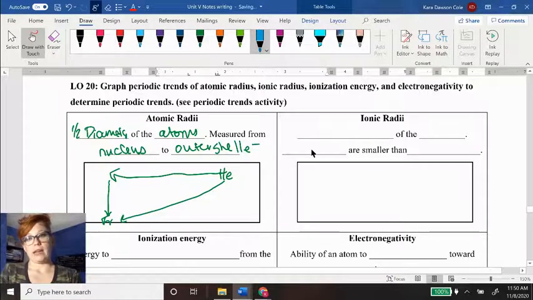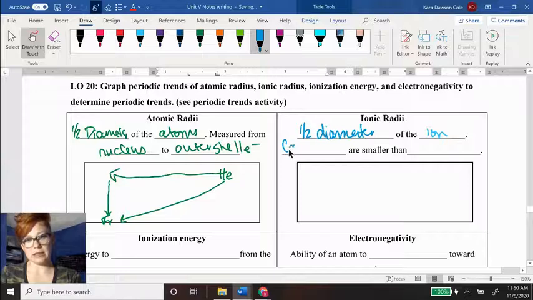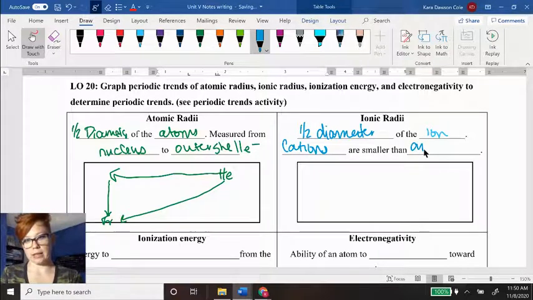Then you have the ionic radius. Again, this is 1/2 of the diameter of an ion. Cations are always smaller than anions. Okay, so cations are smaller than anions. And the trend is the same. So you're going to increase going across the row and increase going down the column.